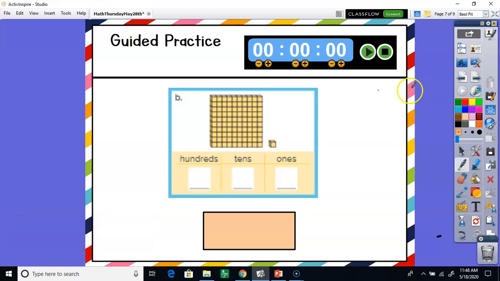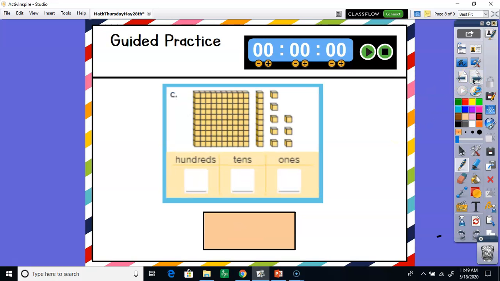Okay, this one may have tricked you, but I hope not. So I see 100 flat. I don't see any 10 rods, so I need to put a 0 here to show that there are 0 tens. And there's only 1 one. So this model shows 101. Okay, that one was a little tricky. So if you got it wrong, it's okay. We're going to practice these today.